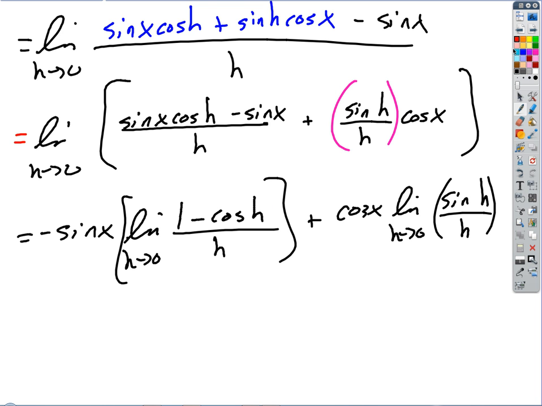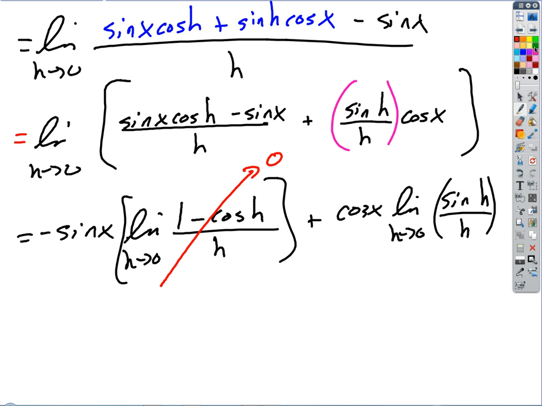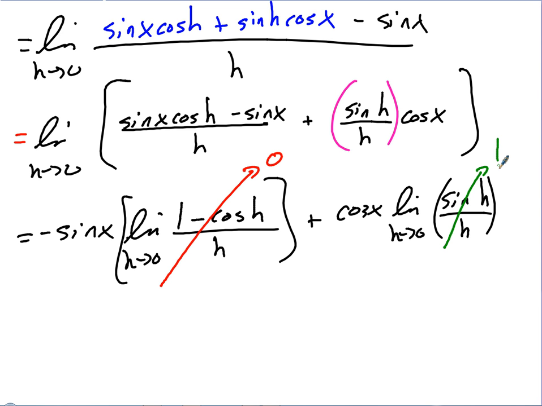So when we evaluate this, that's going to 0 anyway, so the whole product goes away. Okay, now what about this limit? That one goes to 1, right? So then we end up with 1 times cosine x. So what's our answer? Cosine x. We got an answer. Right?